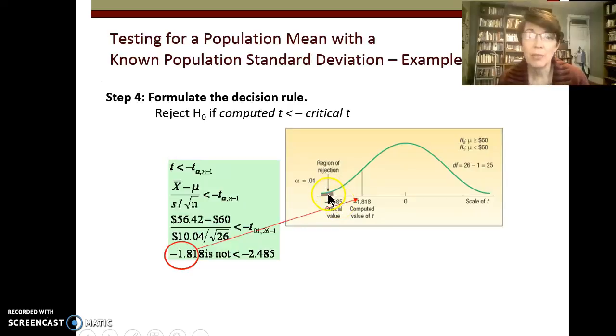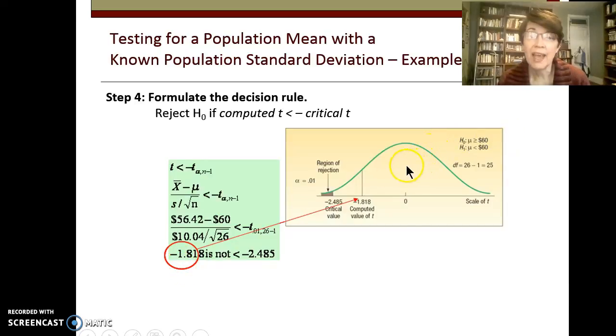So if we get a number that's down here in this little shaded area, then we will reject our hypothesis. So when we crunch some numbers here, it's 10.04. If you did the standard deviation of that data, that's where you get that. It is divided by the square root of n, not n minus 1, but just n. And here we have our x bar and our mu. So when we put these numbers together, we get a minus 1.818.